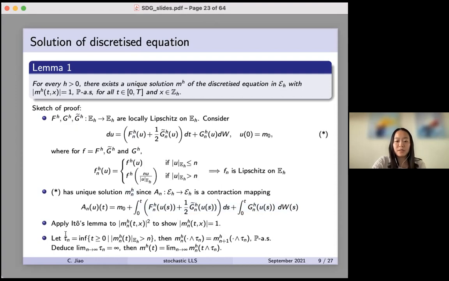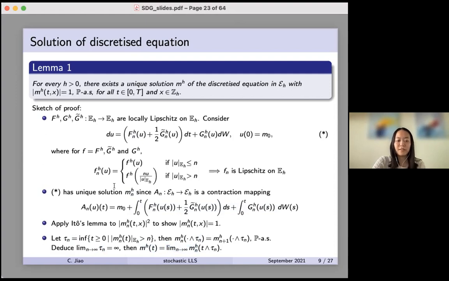It's also worth noting that m_n is the local solution of the discretized equation up to the time tau_n when it leaves the ball of radius n. And since m_n and m_{n+1} are indistinguishable from each other up to the time tau_n, we can paste the solutions together. All we have to do is to show that tau_n goes to infinity as n increases. So we obtain the solution m_h of the discretized equation as the limit of m_n.